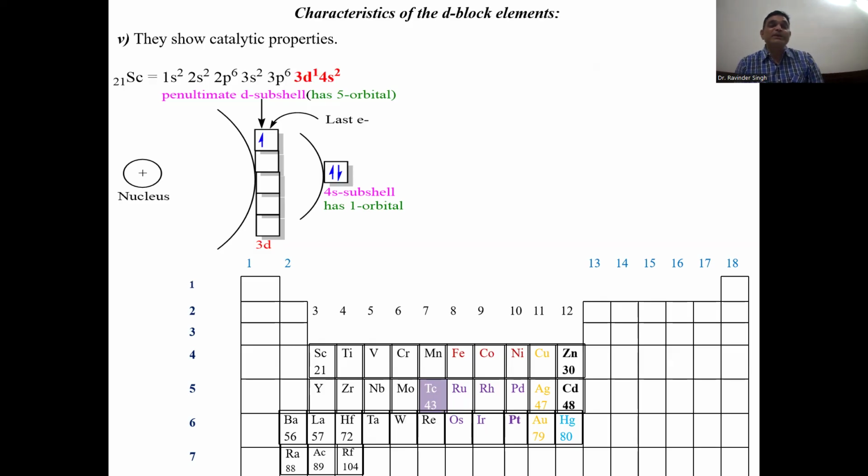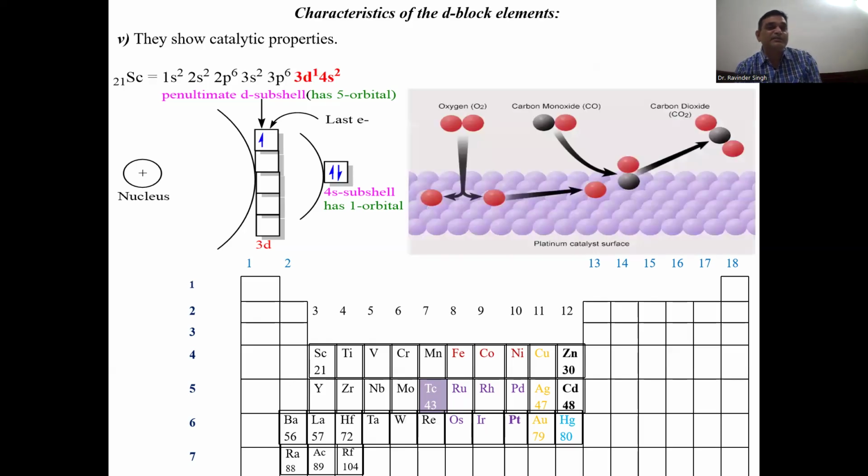So this question may be asked in your exam: why do the d block elements act as catalysts? Due to the large surface area and the presence of unpaired electrons, they provide the surface for the reactant molecules to come and sit on, and thus they change the pathway of the reaction and increase the rate of the reaction. So they act as catalysts. You can write like that.